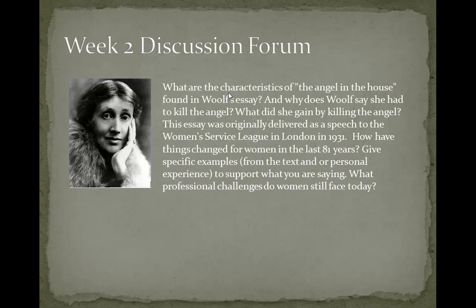So for your discussion forum, I'd like you to answer the following questions. What are the characteristics of the angel in the house that's found in Woolf's essay? And why does Woolf say she had to kill the angel? What did she gain by killing the angel? It's important to remember this essay was originally delivered as a speech to the Women's Service League in London in 1931. How have things changed for women in the last 82 years? I'd like you to give specific examples from the text or from personal experience to support what you are saying. What professional challenges do women still face today?